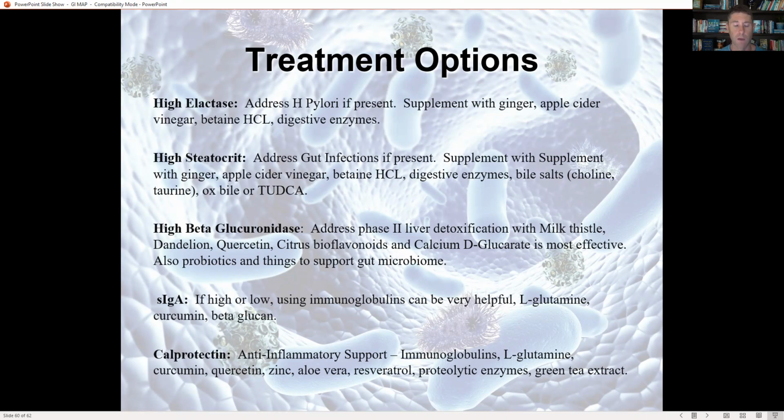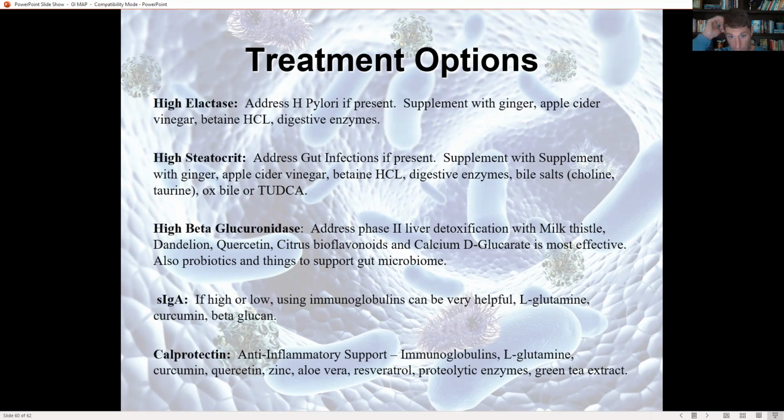High steatocrit, again, means poor fat absorption. We want to address gut infections if present. We want to supplement with things like ginger, apple cider vinegar, betaine HCl, digestive enzymes, and bile salts, so choline, taurine, ox bile. You may need to use extra ox bile to digest your fatty foods. And then also TUDCA. TUDCA is a really powerful bile salt as well that you can utilize.